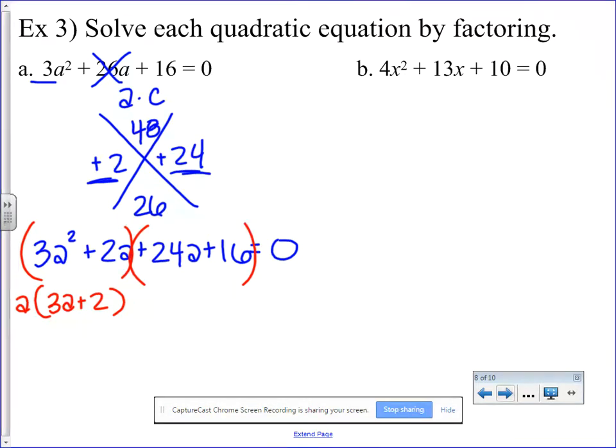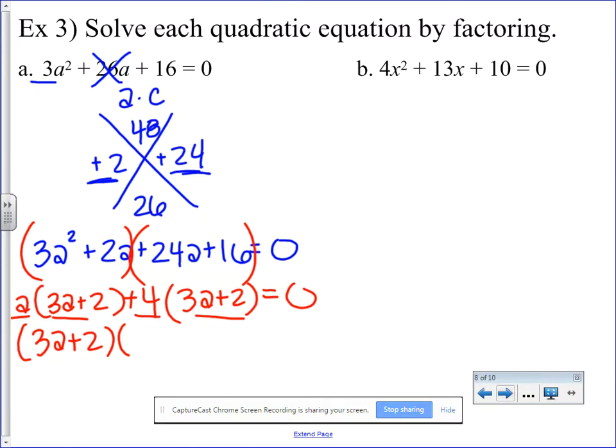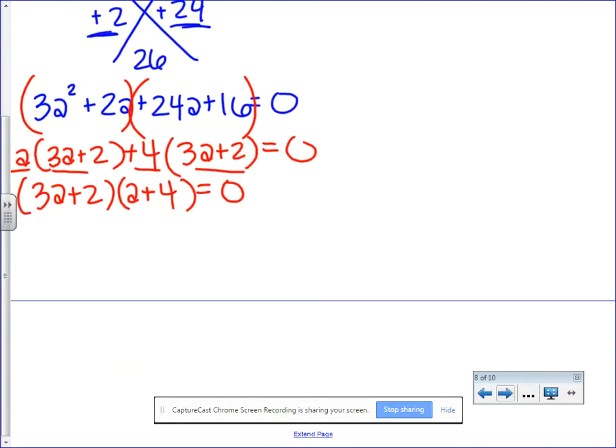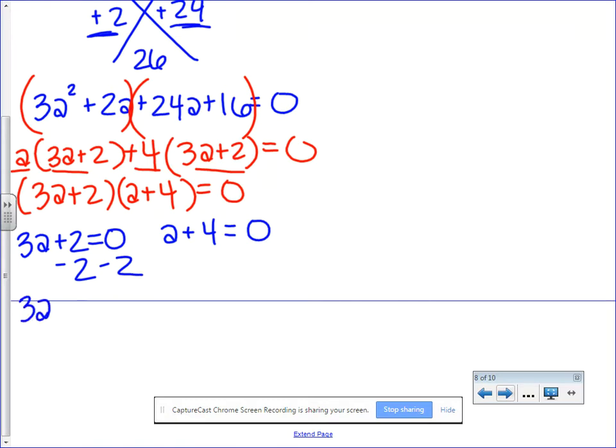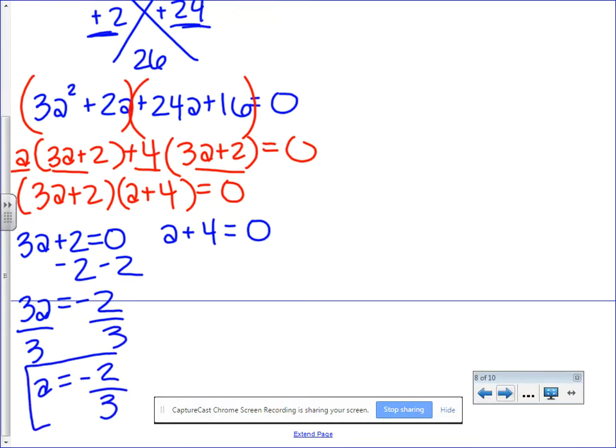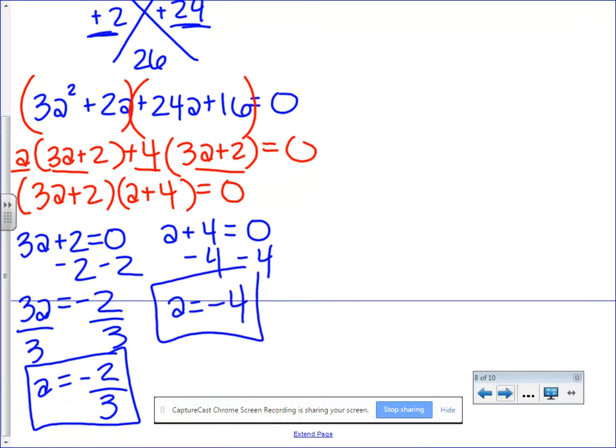And on my right side, I can pull out a 8. That's going to leave me with 3a plus 2. These are the same, so I'm going to rewrite those and write my leftovers in their own factor. And since we're solving, we're not done. I'm going to apply the zero product property at this point. So I'm going to take 3a plus 2 equal to 0, and a plus 8 equal to 0. Subtract 2, get 3a is negative 2, and a is negative 2/3. That's one of my answers. Another answer, negative 8.